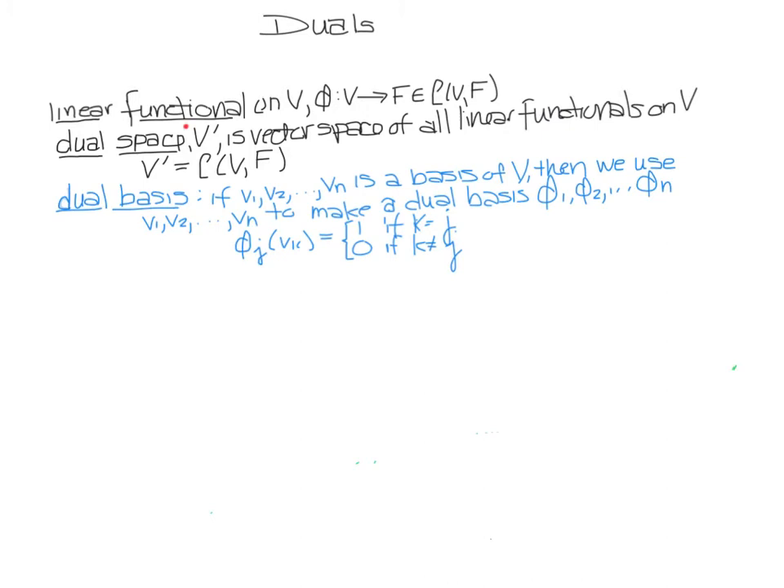And now that we have this new vector space V prime, we want to create a basis for it. What we do is we start by looking at a basis for V, our original vector space. So if V1 through Vn is a basis, then we're going to use this basis to make a dual basis for V prime.